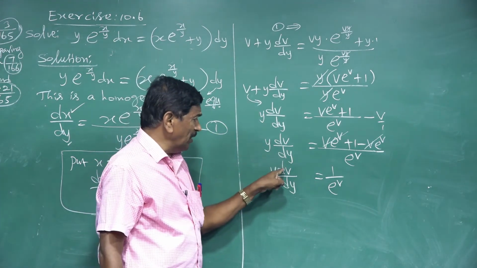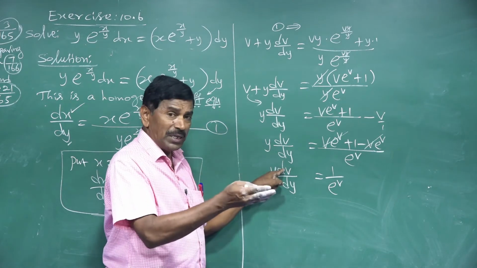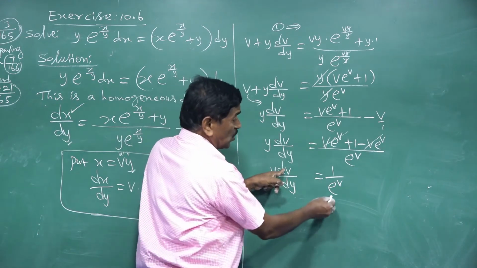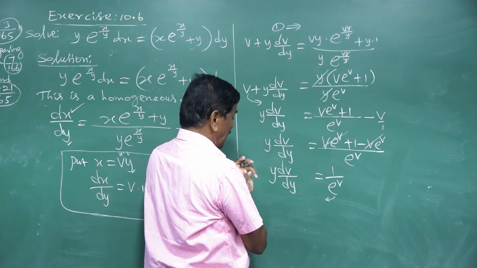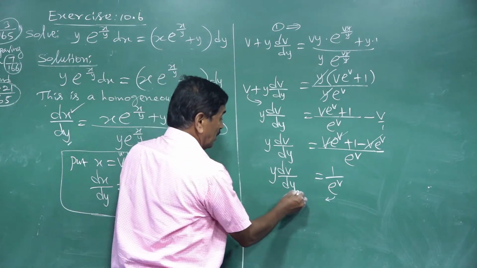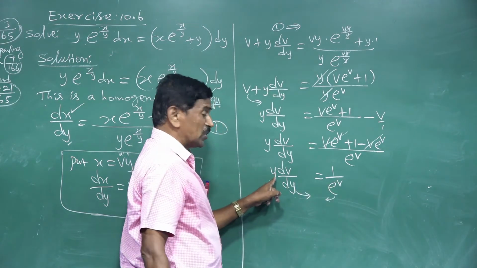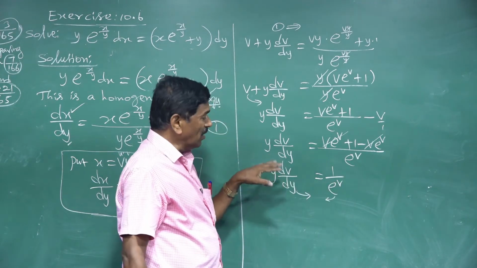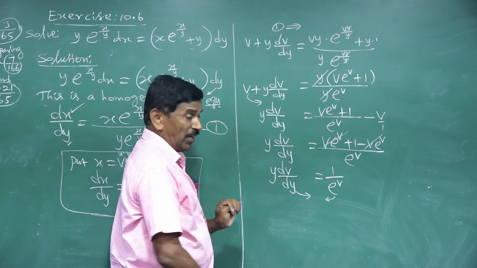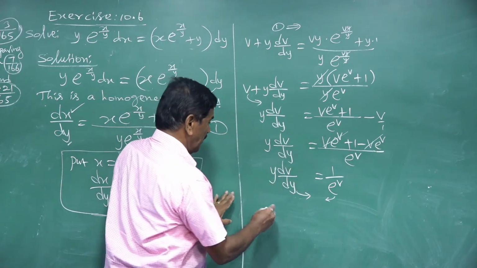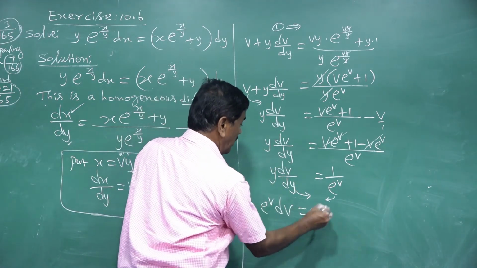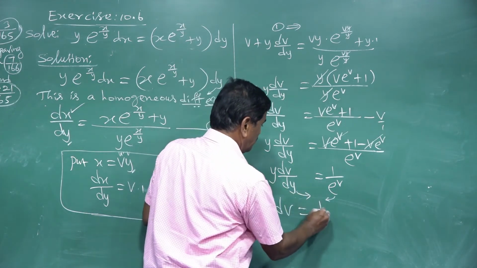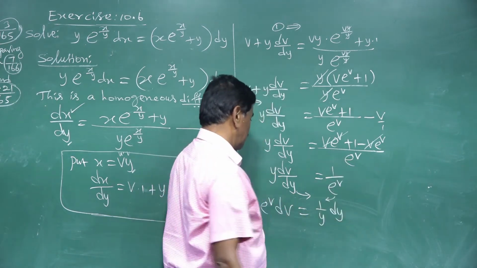Here dv is in multiplication, therefore the v family should be on the left side. Here e power v is the v family. So e power v, divided, comes to the left side, means multiply. And dy goes to the right, becomes multiply. Y goes to the right as 1 by y. Now y should be on the right and v should be on the left according to this step. So e power v into dv is equal to the right hand side, 1 by y dy.